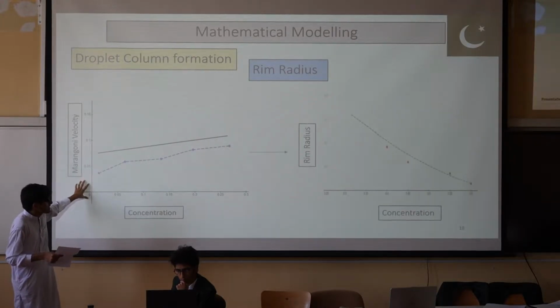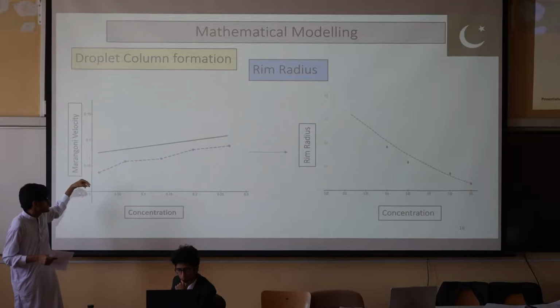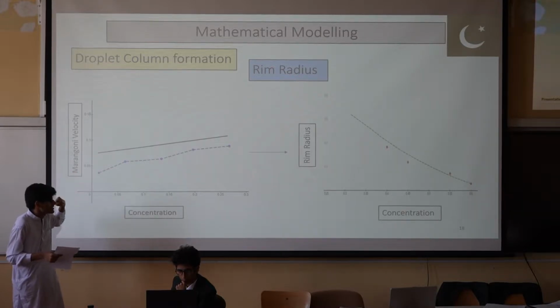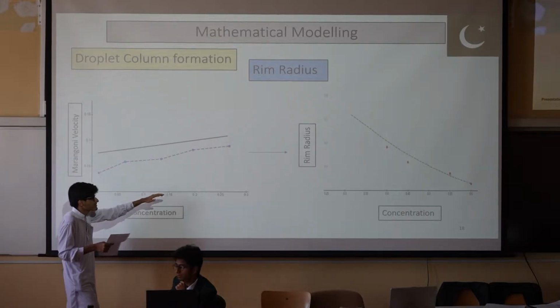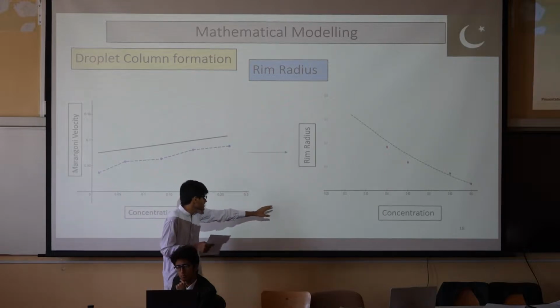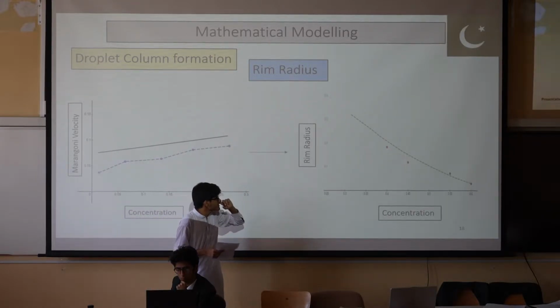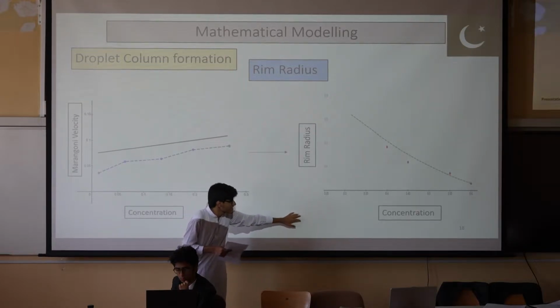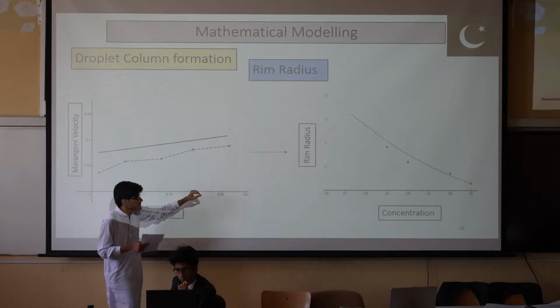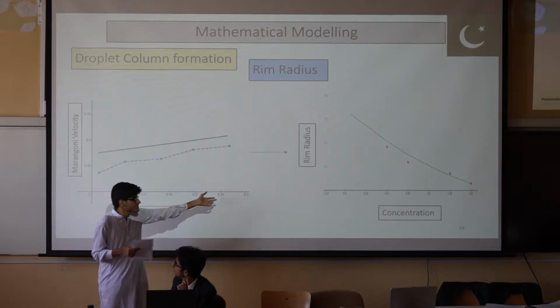And we already have this graph of Marangoni velocity, which is a part of the equation for rim radius, and we could further use it to calculate rim radius and compare it to values from literature. There is somewhat of a close correlation between those values and what we calculated. The trend line represents the values from literature.